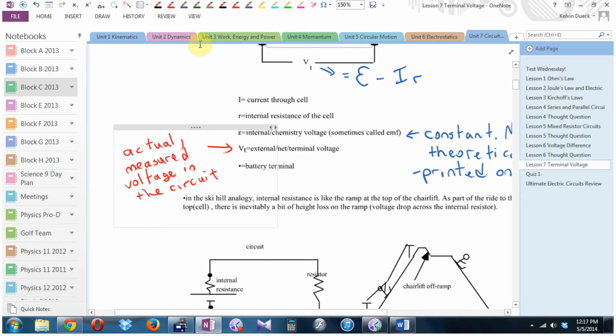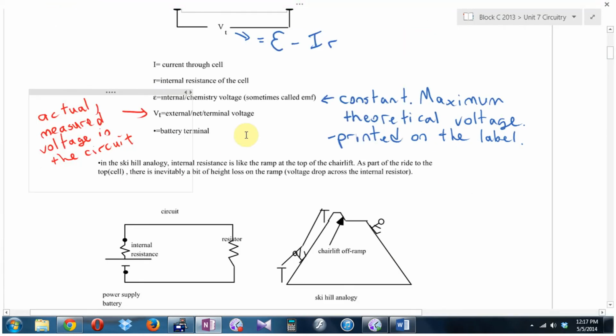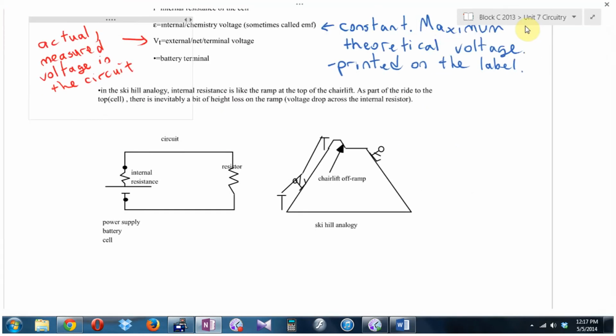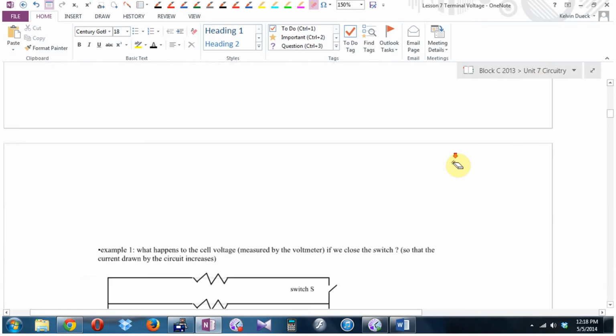Okay. So, Nate, in my ski hill analogy, I said internal resistance is a little bit like that little ramp at the top of the chairlift. As part of the ride to the top cell, there is invariably a bit of a height loss on the ramp, that little bump that you get off. The only problem is, in a circuit, Alex, that bump can change its height. In real life, clearly that doesn't happen. So the analogy is finally breaking down. But it's much more accurate.